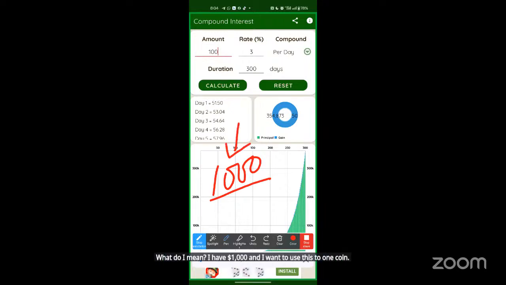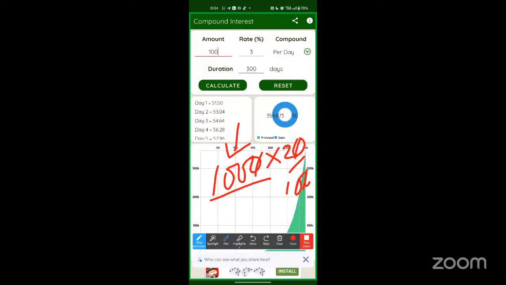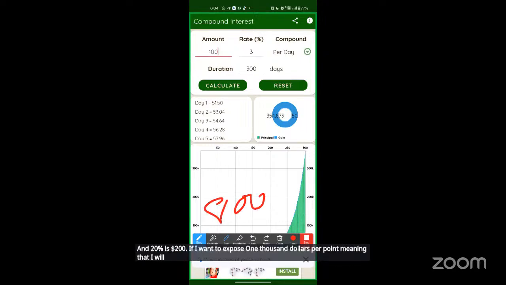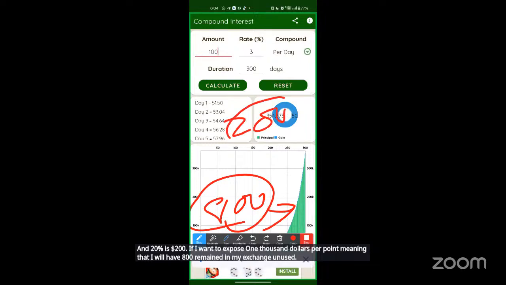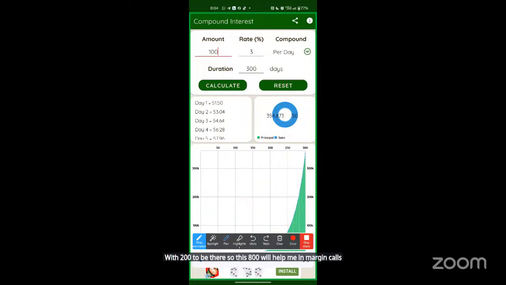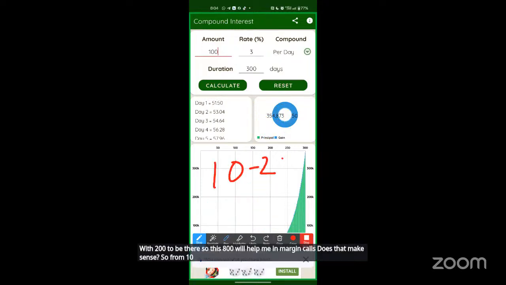My first buying amount should maximally be 20%, and 20% is $200, if I want to expose $1,000 per coin, meaning that I will have $800 remaining unused in my exchange. So this $800 will help me in margin calls. Does that make sense? So from 10% to 20% is the maximum you can make your first buying amount.